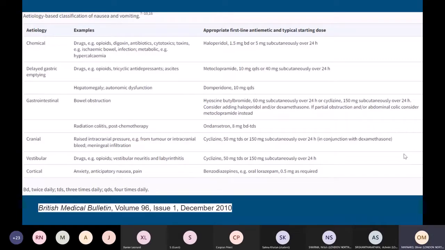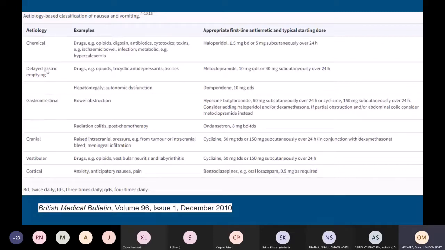So each different antiemetic will be used for a different indication. As we can see on the left-hand side, it entirely depends on the cause of the nausea and vomiting. In this instance, the patient had metastatic cancer with cranial metastases, so those are most likely going to be the cause of their nausea and vomiting. So cyclizine would be our first line choice of antiemetic in this circumstance. Dexamethasone is also commonly used as an antiemetic, but actually to reduce the swelling surrounding the metastases.